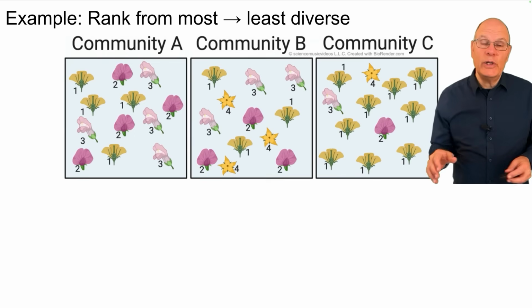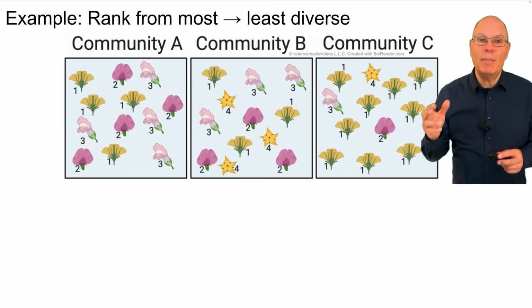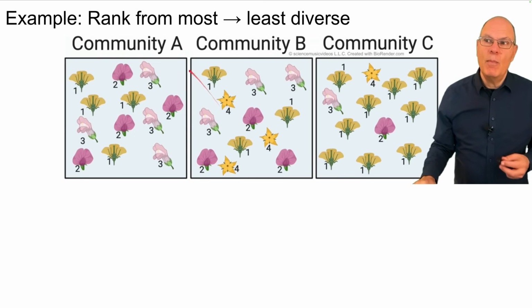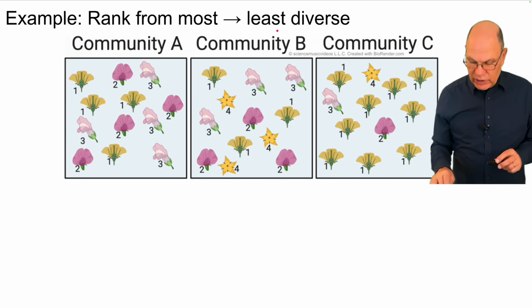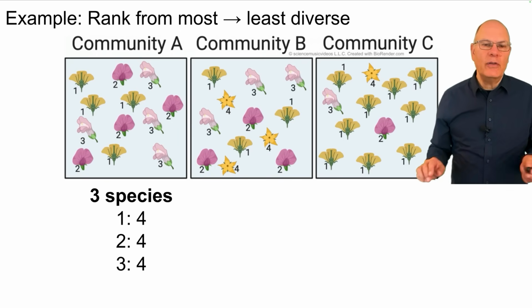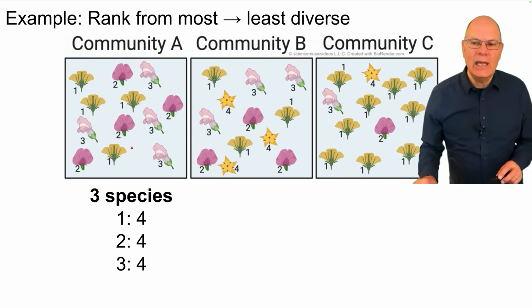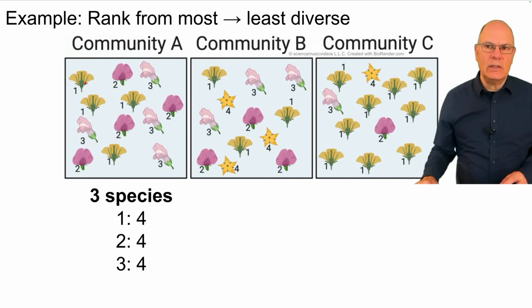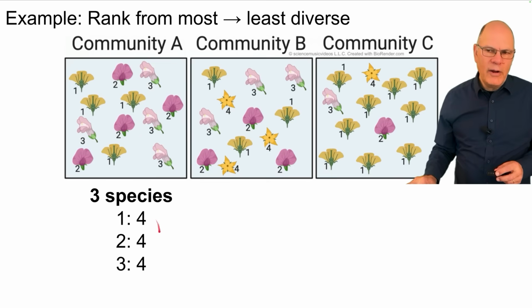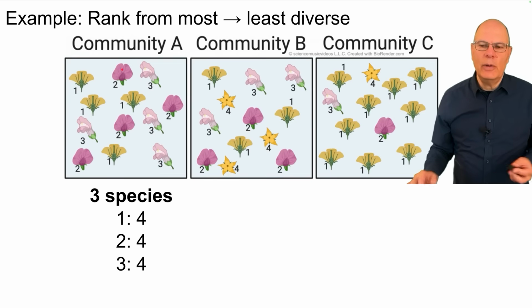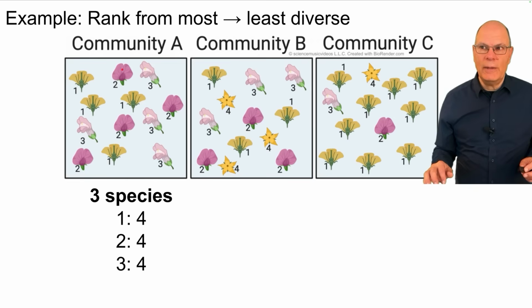So what we're going to do is rank these three plant communities from most diverse to least diverse. And to do that, we're going to do some counting and analysis. If you look at Community A, it has 3 species, 1, 2, and 3. And in terms of the number of individuals in each one, they're very evenly distributed. There are 4 individuals of species 1, 4 of species 2, and 4 of species 3.